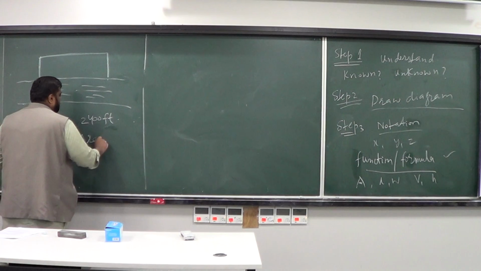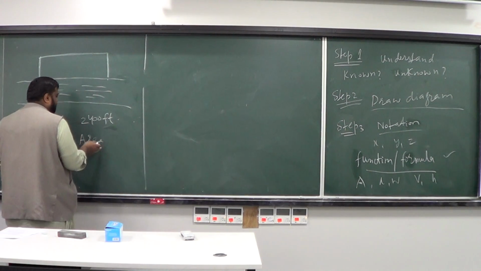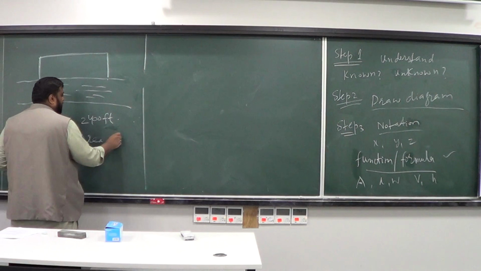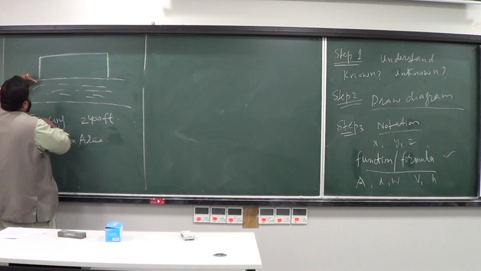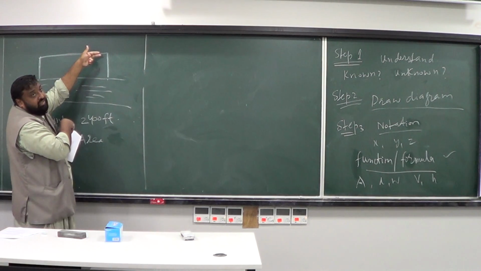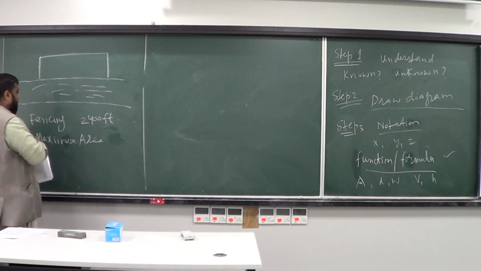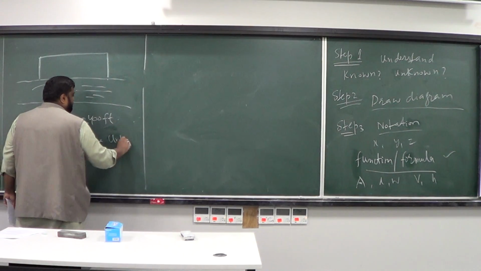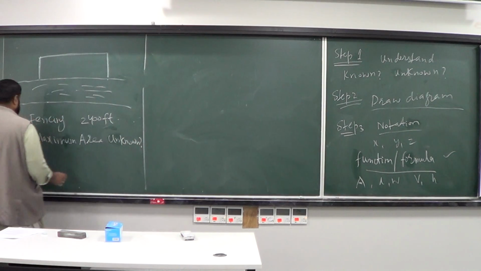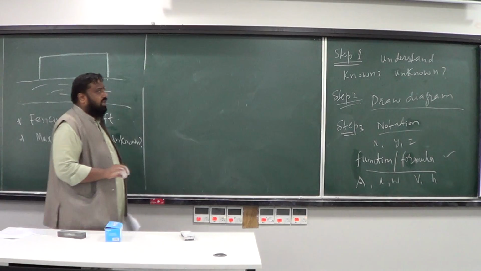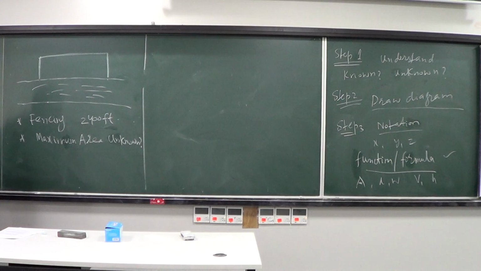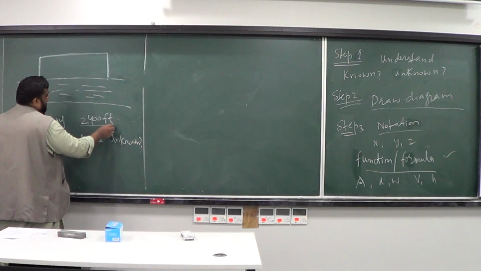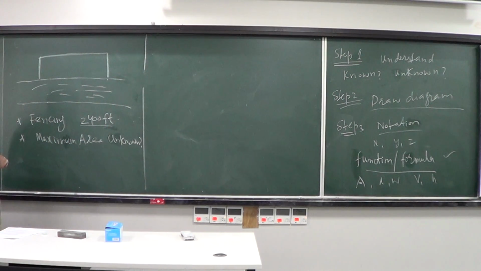You can know this maximum area if you know the dimensions, that is, what should be the length of it and what should be the width of it. So this is unknown. We have almost done step 1, drawn the diagram, and step 2 is also done. Now what are the quantities involved in this? The first quantity is that the total length of the fencing that is available is 2,400 feet.